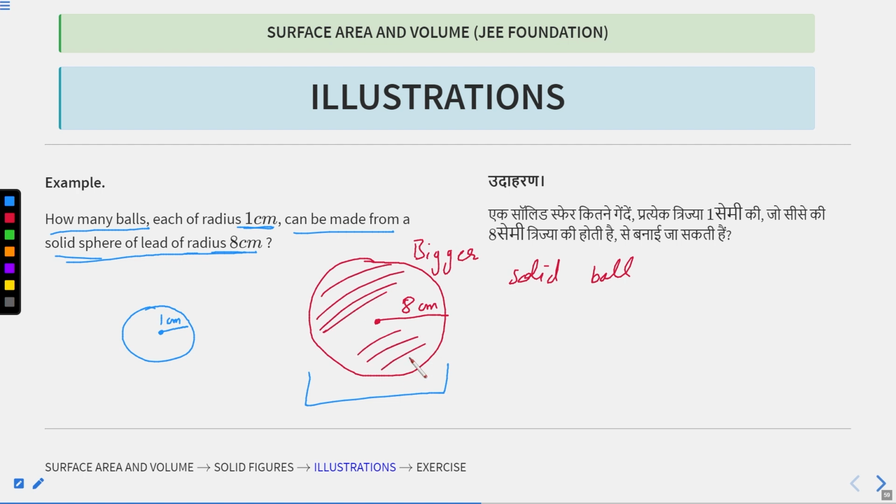It is very clear that the question is asking me to find the volume for this and the volume for this, and then divide the volume of the bigger solid ball by the volume of the smaller solid ball, so that we can find out how many small blue balls can be made out of this big red sphere of radius 8 centimeters. So let's see.